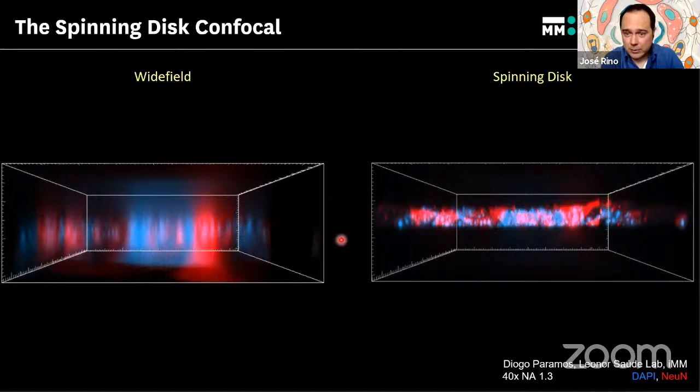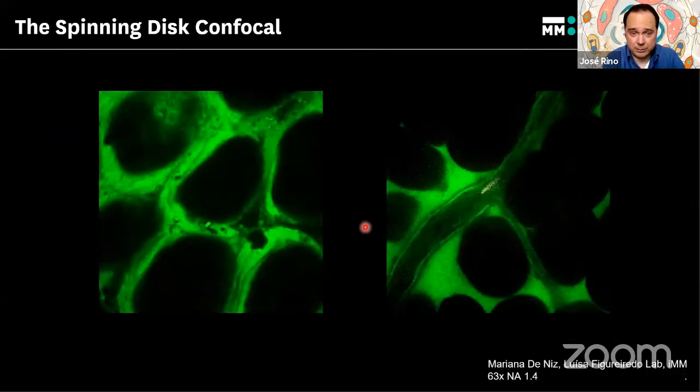So even for a thin sample, if you're using a high NA objective, which is the case of this one, an oil immersion 40x NA 1.3 objective, and you need to do a Z-stack, the optical slice thickness of the sample is around 1 micrometer more or less. So even for a thin slice, if you need optical sectioning, a spinning disk is much better than the wide field. The focus is much better than the wide field.